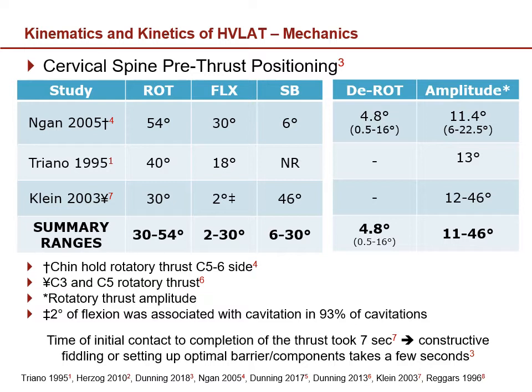When we're looking at the chin rotary thrust, specifically in the Nian 2005, we're looking at the C5, C6 level inside. For the last one, Klein 2003, they were looking at C3 to C5. And then the last notation that you see there is that the 2 degrees of flexion was associated with cavitation in 93% of the cavitations. So what Klein found was that very limited, essentially only having 2 degrees of flexion, was associated with over a 90% chance of cavitation.